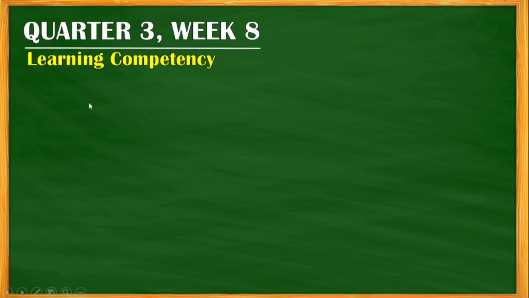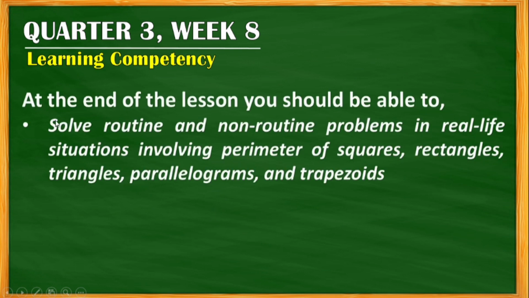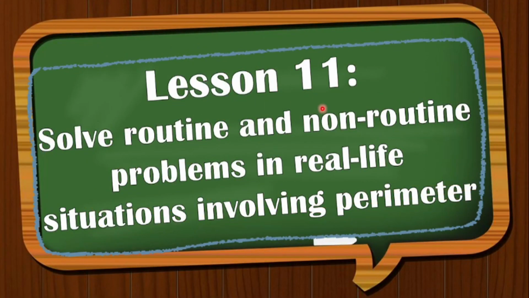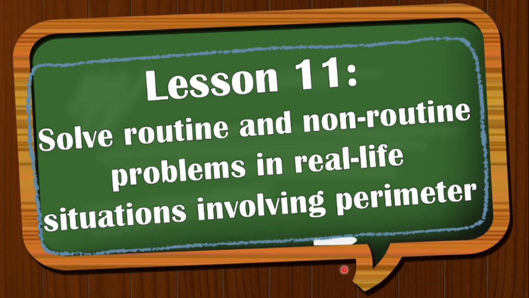So we are now in Quarter 3, Week number 8 of our most essential learning competency. At the end of the lesson, you should be able to solve routine and non-routine problems in real-life situations involving perimeter of squares, rectangles, triangles, parallelograms, and trapezoids. So let's start. We are now in Lesson number 11 of Quarter 3: solving routine and non-routine problems in real-life situations involving perimeter.